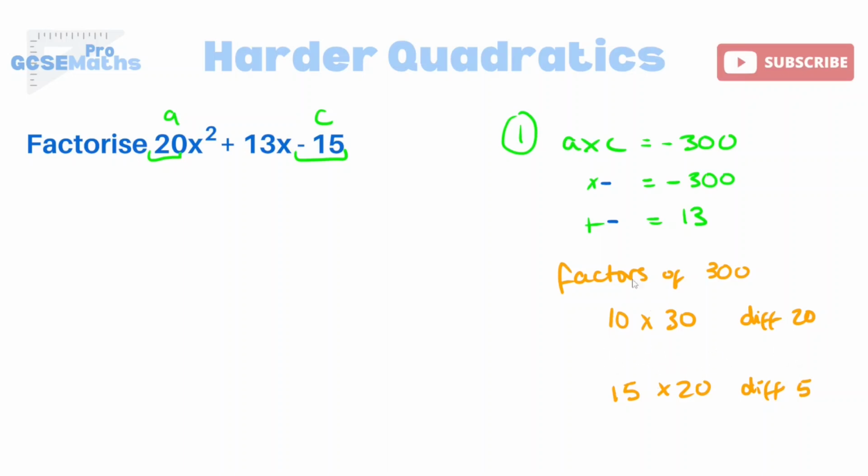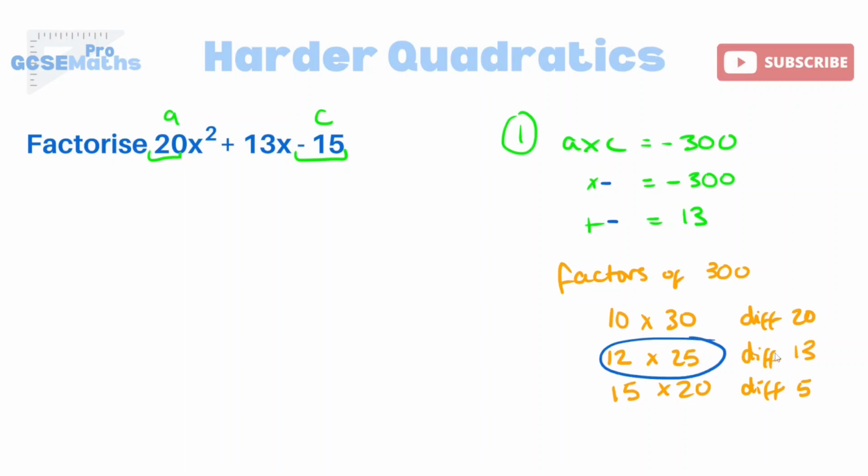Now, thinking of 300, I'm thinking kind of towards 12. And what do I need to times 12 by? Well, it's actually 25, isn't it? Now, the difference between those is 13. You can see one's even, one's odd. Those are the ones that are going to work.